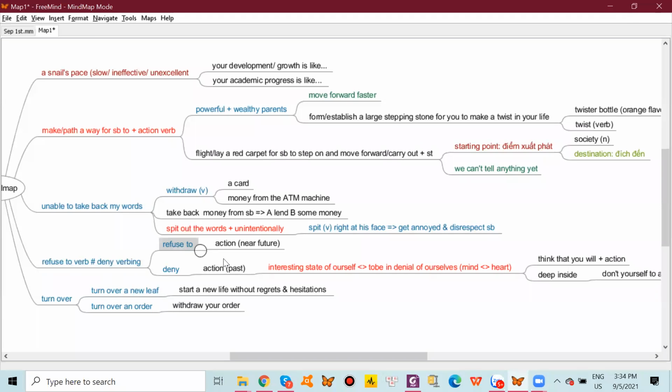Refuse to là khi mà mình từ chối cái hành động mà mình sắp sửa làm. Tôi không muốn mời cái cô này đi ăn với tôi đâu. Tôi không muốn mời anh này đến học chung với tôi đâu. I refuse to ask him to study with me. Như vậy mình từ chối cái việc mà mình sắp sửa làm đấy. Mình biết là mình sắp làm cái đó nhưng mà mình không muốn làm, mình từ chối ngay luôn, thì mình sẽ dùng từ refuse to.